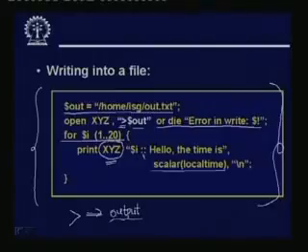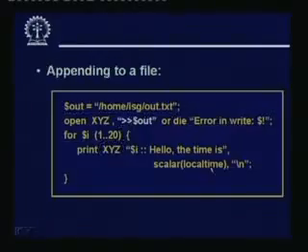$I, the line number will be displayed, hello, the time is. You also learn that the scalar local time is a built in function in Perl which gives you the time. So, actually what we will get on the file, there will be 20 lines where the time is continuously displayed as the program executes. Okay. So, this is just an example of how you can write into a file.